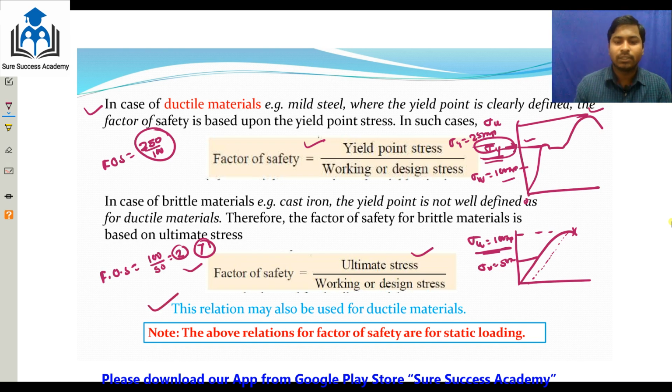The above relation for factor of safety is used for static loading. So this depends upon the types of loading, and based on that you can decide the factor of safety. Maybe for dynamic loading the factor of safety is different from static loading.